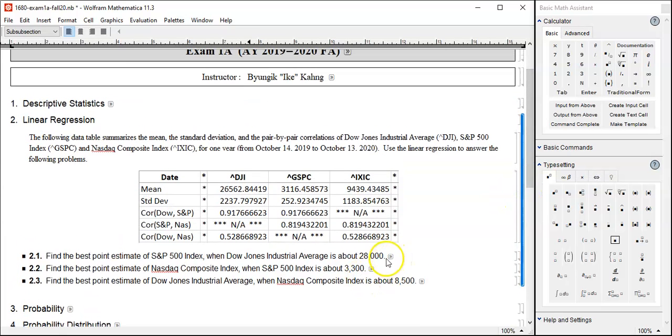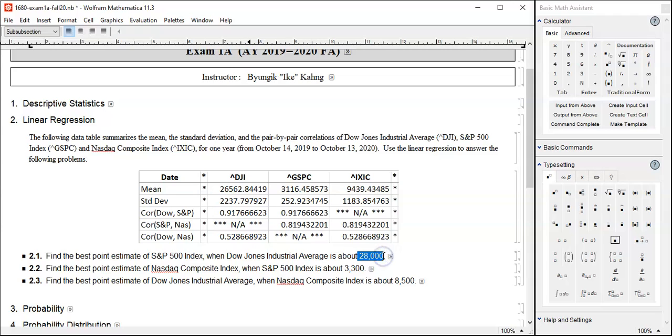So, in this particular case, first problem, Dow is given as 28,000, excuse me. So that's X. So Dow Jones is X. X is this one. And then Y is S&P 500, this one.